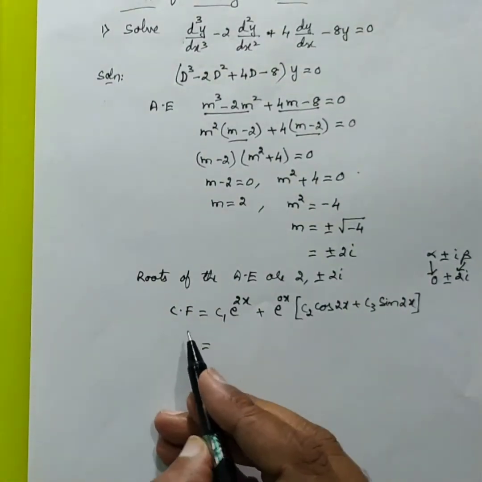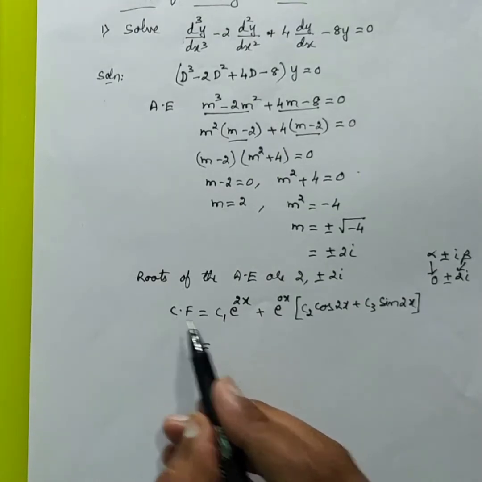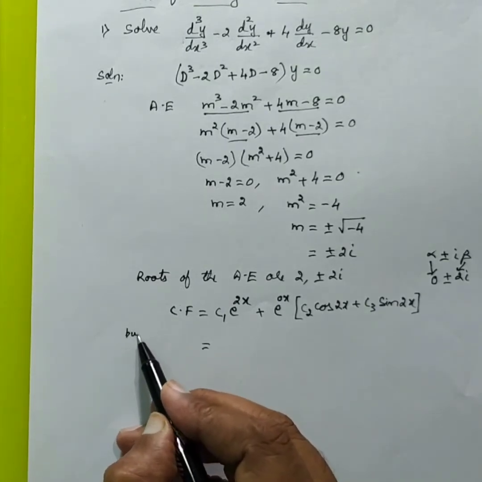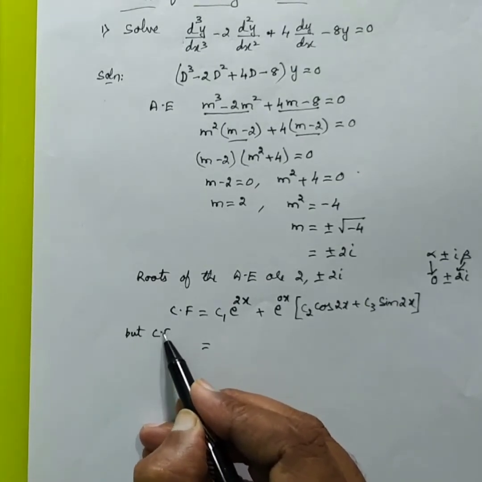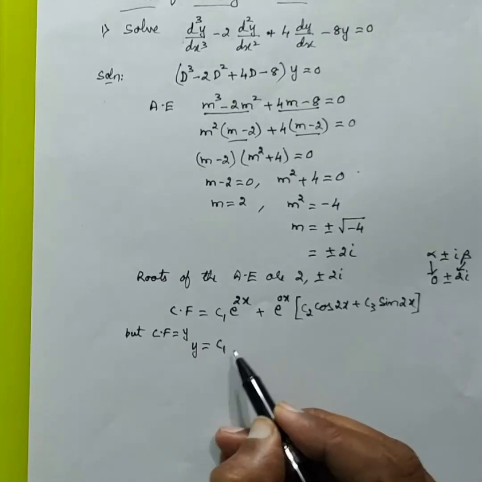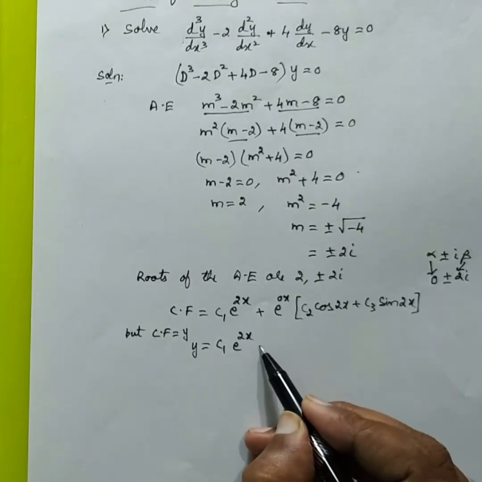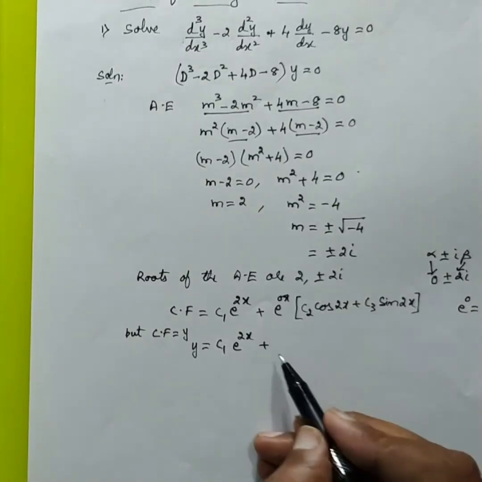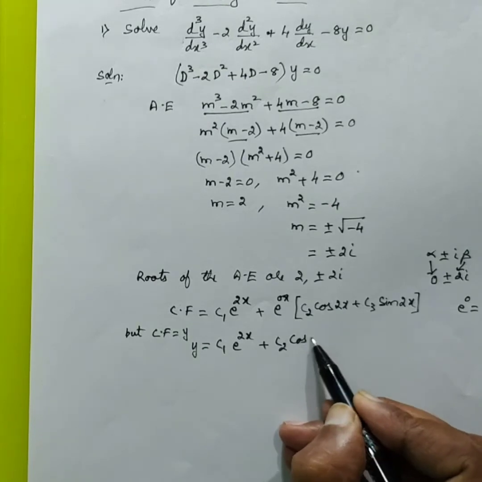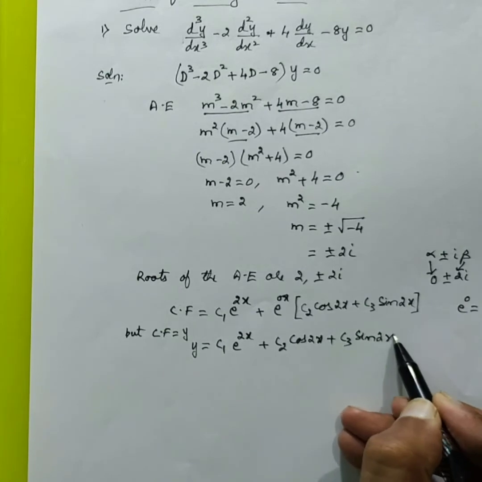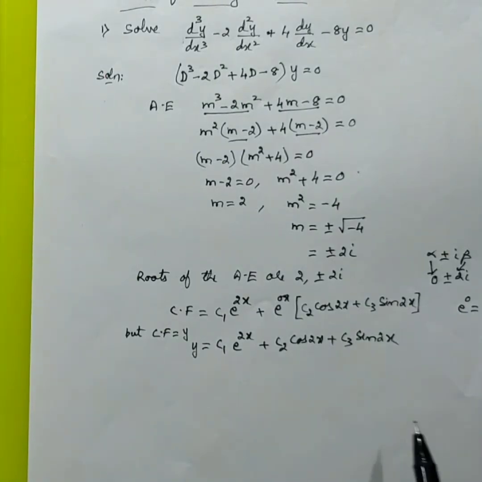But we know that the complementary function itself is the solution in the case of the homogeneous equation. Therefore, we know that CF is nothing but the solution y itself. Therefore, I will write y to be equals to c1 e power of 2x plus e power of 0 you get, and e power of 0 will be 1. So this becomes 1. So therefore, you will be left out with c2 cos of 2x plus c3 sin of 2x. So that is the required solution.